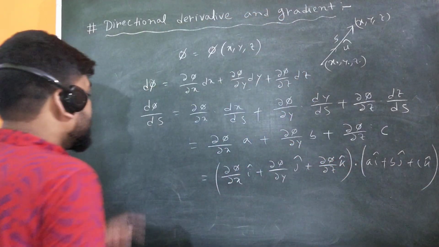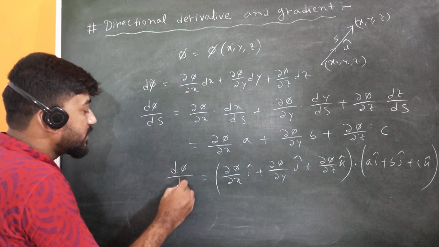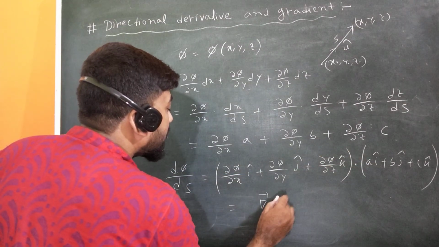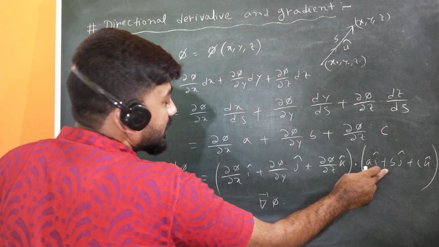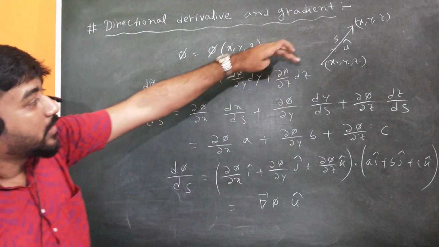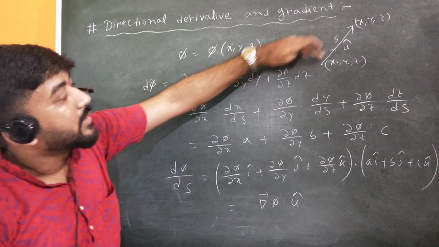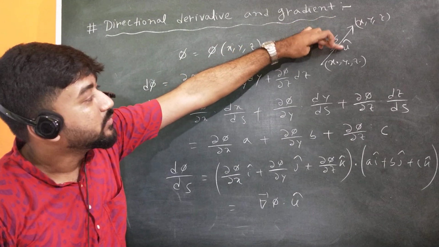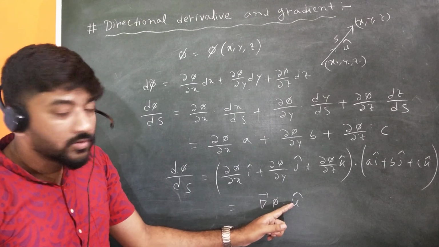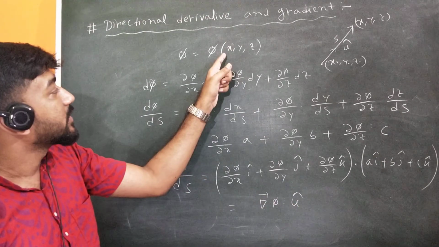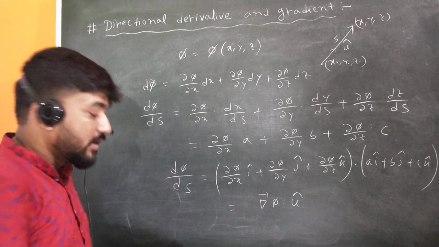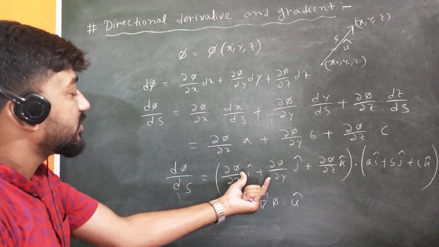So d phi upon ds, which is known as the directional derivative, is the dot product of these two, and this first vector is popularly known as grad phi, and the second is the unit vector u cap along this direction. So if you want to know the directional derivative along any particular direction, you have to know the unit vector along this direction, and take its dot product with the gradient of the scalar function, popularly known as grad phi. So this is the directional derivative, grad phi dot u, and at the same time you have to define one more thing, that is the gradient.